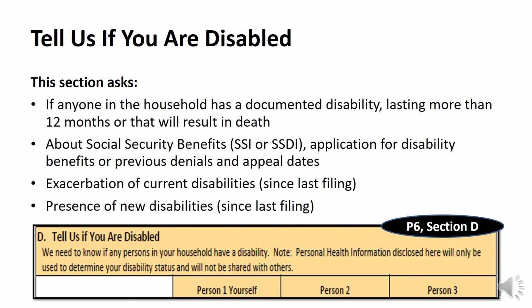Tell us if you are disabled. This section asks if anyone in the household has a documented disability lasting more than 12 months or that will result in death. About Social Security benefits, the 2 determinations, SSI or SSDI. So, SSI is Supplemental Security Income, or SSDI, which is Social Security Disability Insurance. Application for disability benefits, or previous denials or appeal dates, which means you have a pending disability case with the Social Security Administration, or exacerbation of current disabilities since last filing, or presence of new disabilities since last filing for disability with the Social Security Administration.